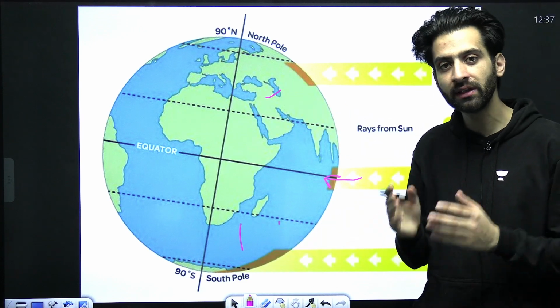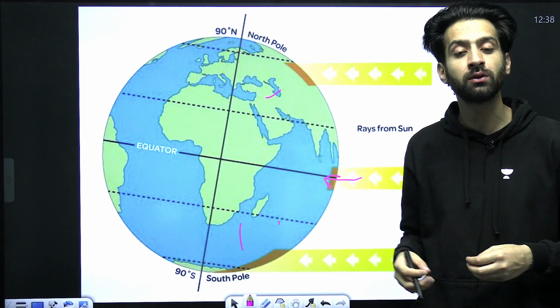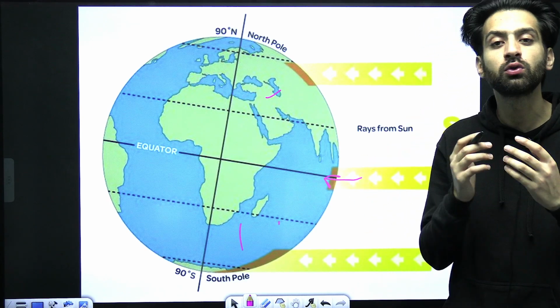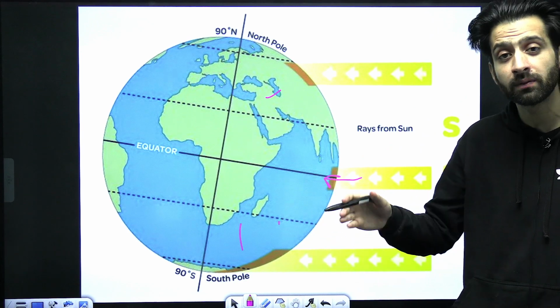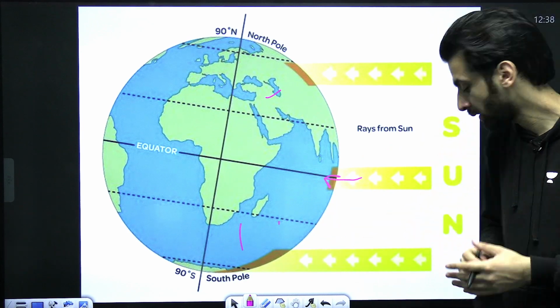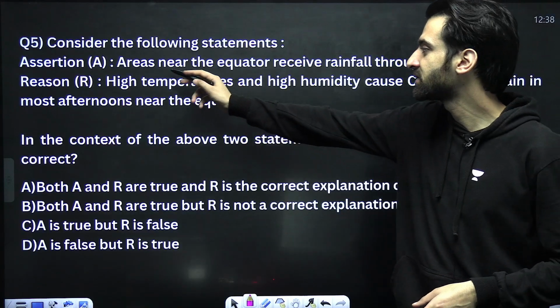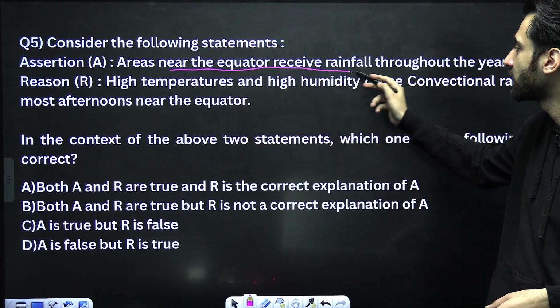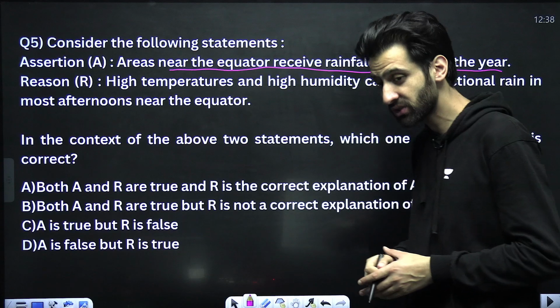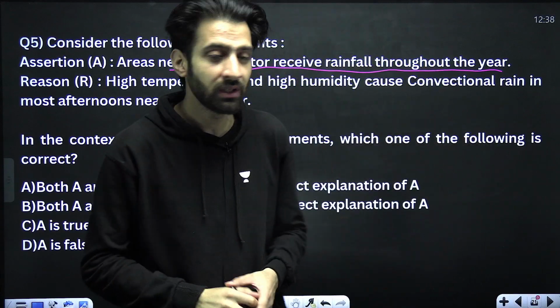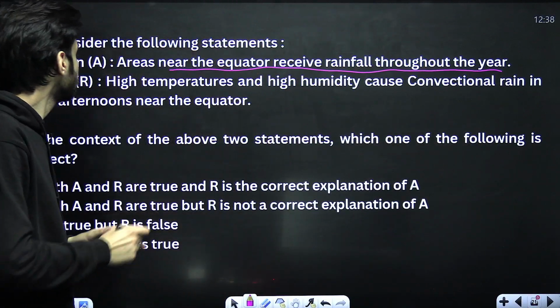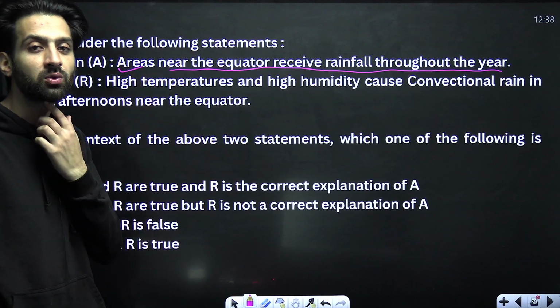So on the equator, you will more often than not see that it is very humid. There is too much rain near these regions because of the high solar insolation, more evaporation, and that leads to more rain. So that is the first statement. Areas near the equator receive rainfall throughout the year. Yes, because of the solar insolation. This is the first statement, that they receive rain throughout the year.